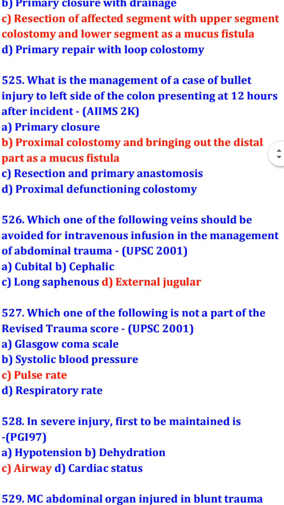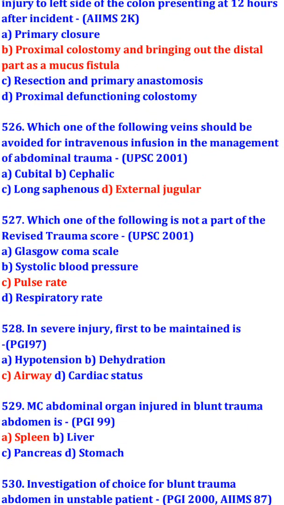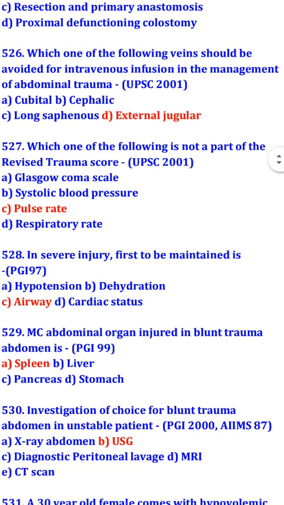Which one of the following veins should be avoided for intravenous infusion in the management of abdominal trauma? External jugular vein. Which one of the following is not a part of the revised trauma score? Pulse rate is not a part. Which are the parts? Glasgow Coma Scale, systolic blood pressure, and respiratory rate. In severe injury, first to be maintained is airway.